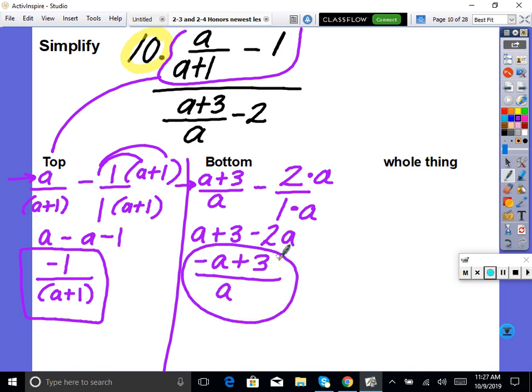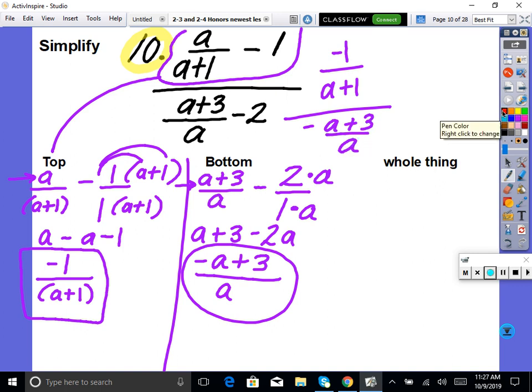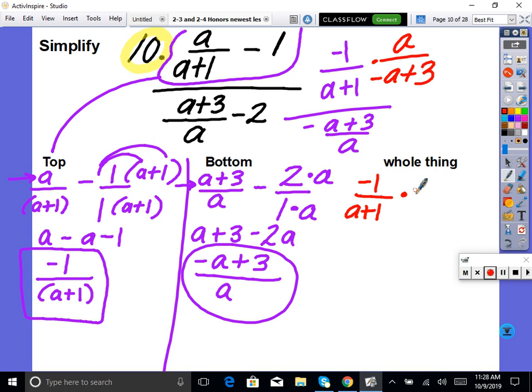Okay, so now I would once again rewrite the whole thing. So really we had negative 1 over a plus 1 divided by negative a plus 3 over a. So dividing fractions is easy as pi, flip the second fraction, multiply. So then we have negative a plus 3, right? So now you're going to factor, factor, factor, factor. Well, that does factor. So we actually have this, negative 1 over a plus 1 times by a over negative 1 times a minus 3.